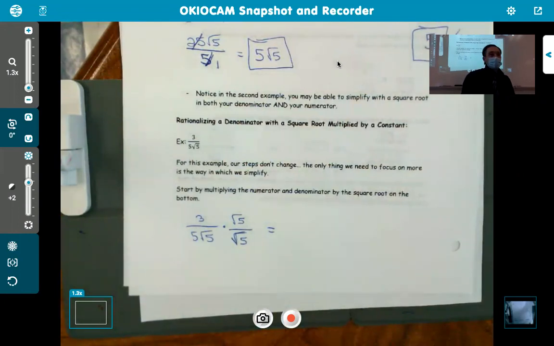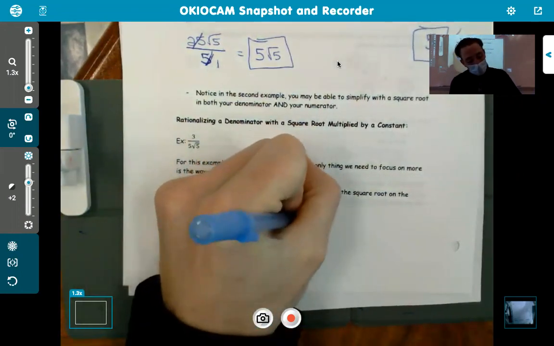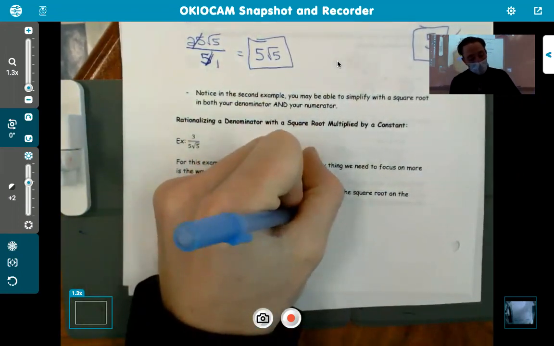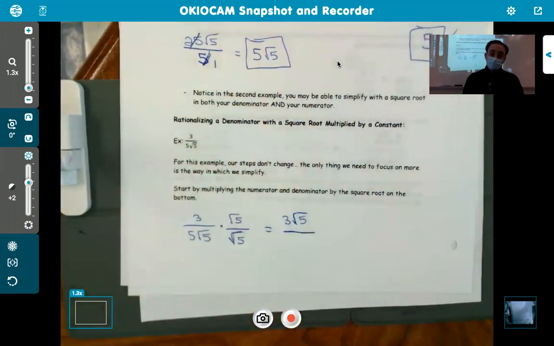Well, how does the numerator simplify? What's 3 times the square root of 5? Just 3 root 5, right? It can't really simplify. It's a constant times the square root function. So let's see how we get to that though, all right?